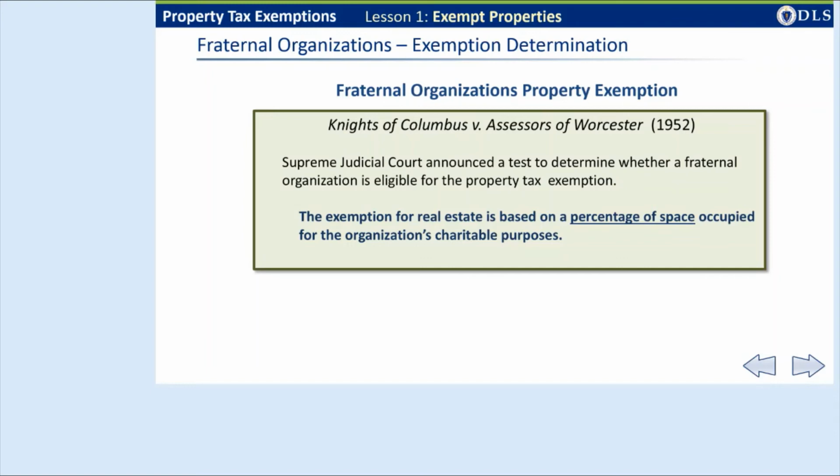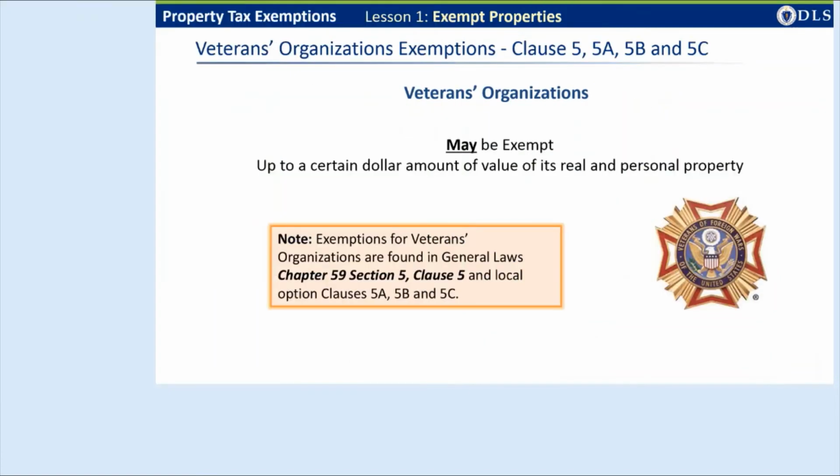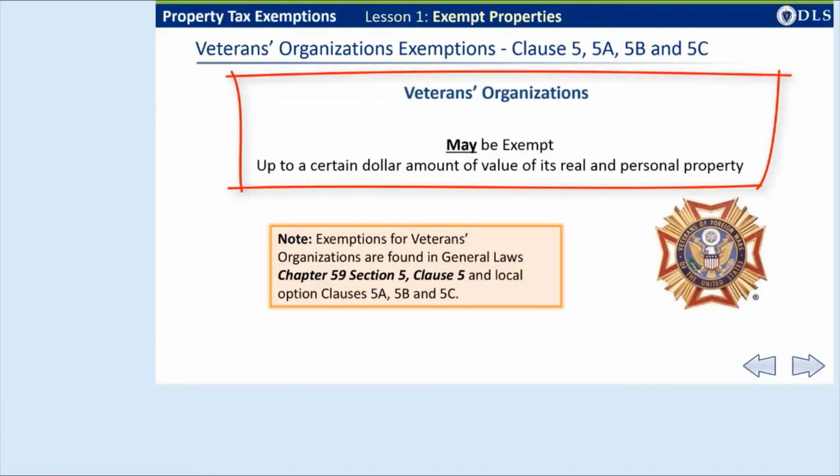In Knights of Columbus versus Assessors of Worcester, for example, the Supreme Judicial Court determined that 10% of a building the Knights of Columbus owned was apportioned for charitable purposes. Specifically, it found the library, reading room, and hall were used for the charitable purposes of the organization, and the organization was eligible for a partial exemption on that space. Real and personal property owned by or held in trust for an incorporated veterans organization like the Veterans of Foreign Wars, or VFW, is exempt.